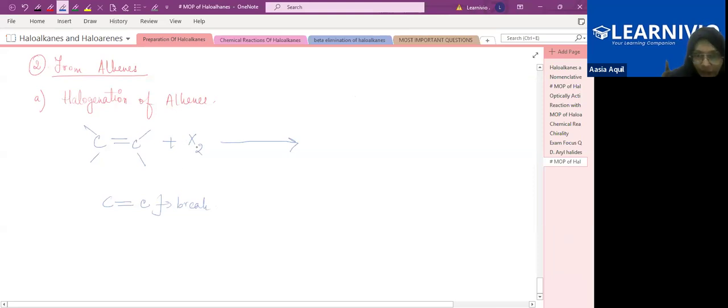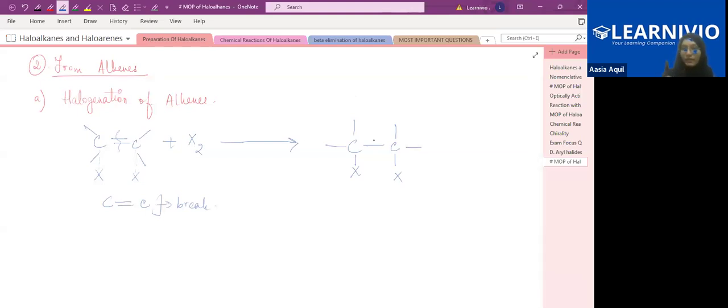See this halogen. There are two halogens, X2, so one halogen and one halogen. This bond will break. This halogen will combine with this carbon, and the other halogen will combine with the other carbon, and it will form a dihalide: halogen over here, halogen again here, and the hydrogen atoms. So this type of arrangement of halogen atoms on adjacent carbons is known as vicinal position, and this type of molecule is known as vicinal dihalide.